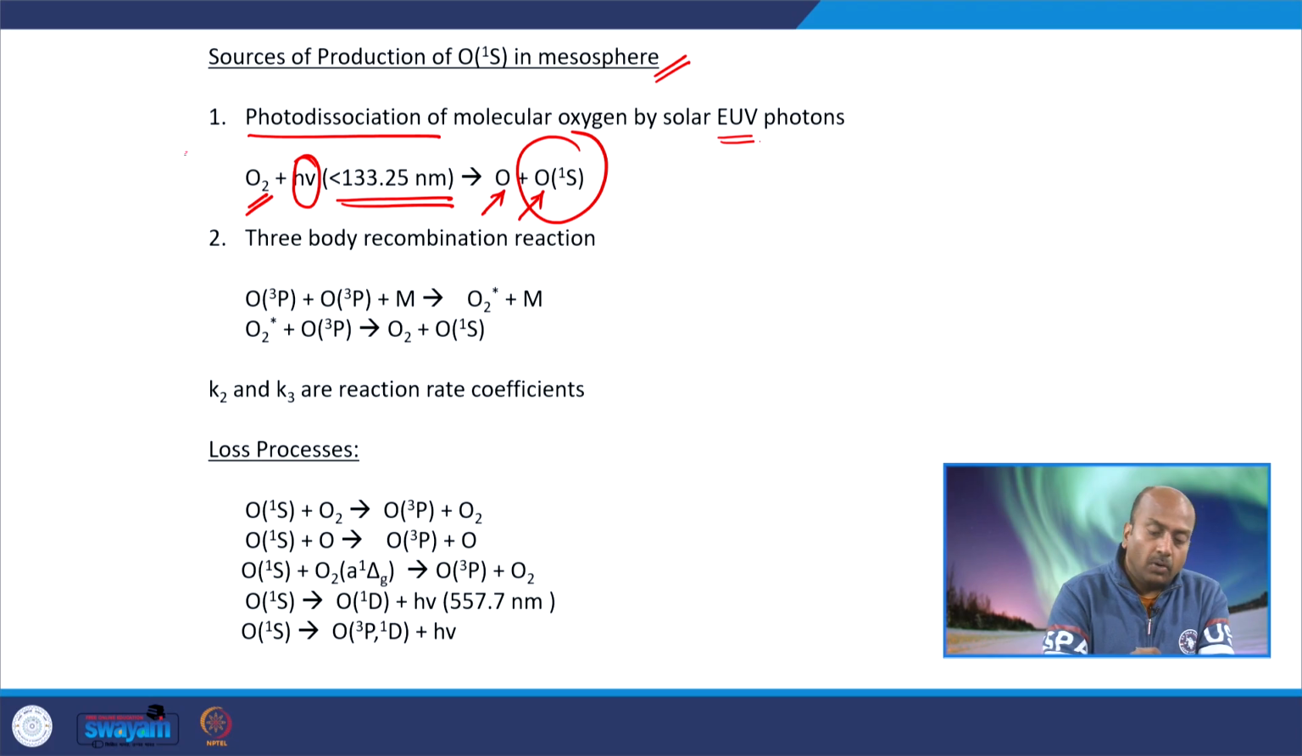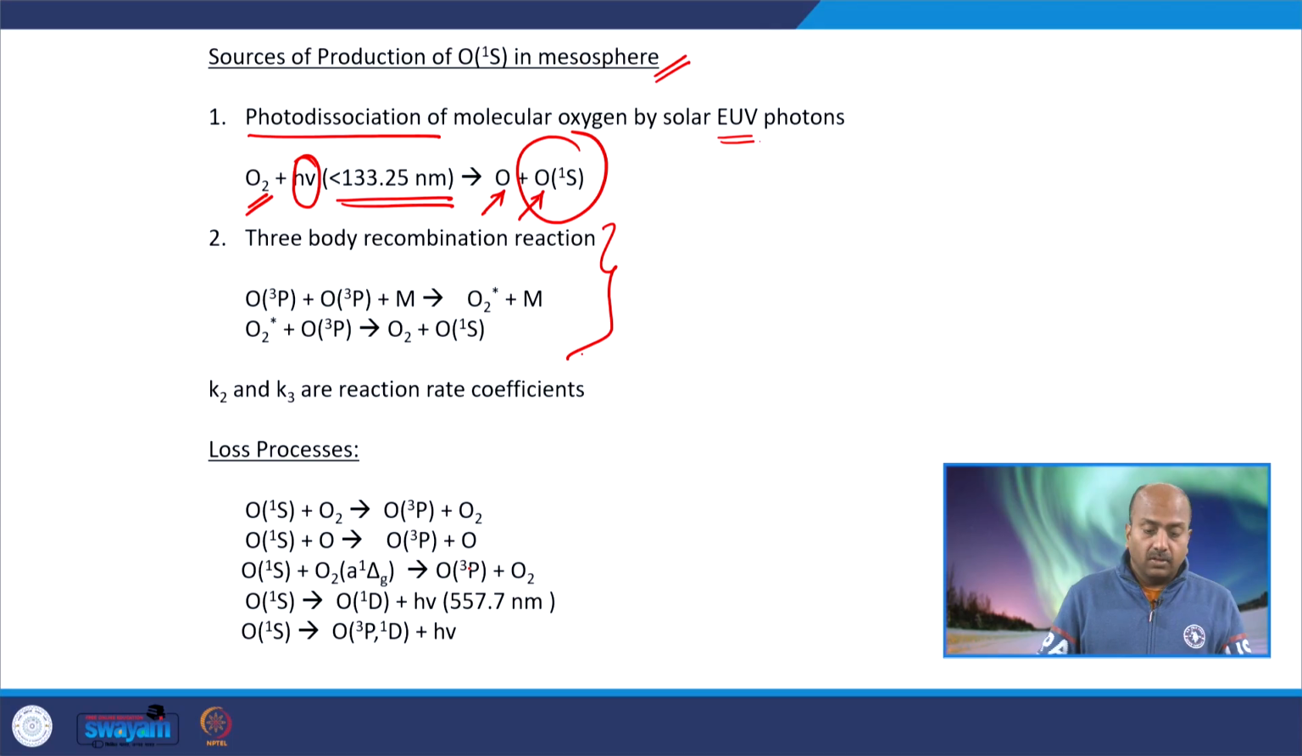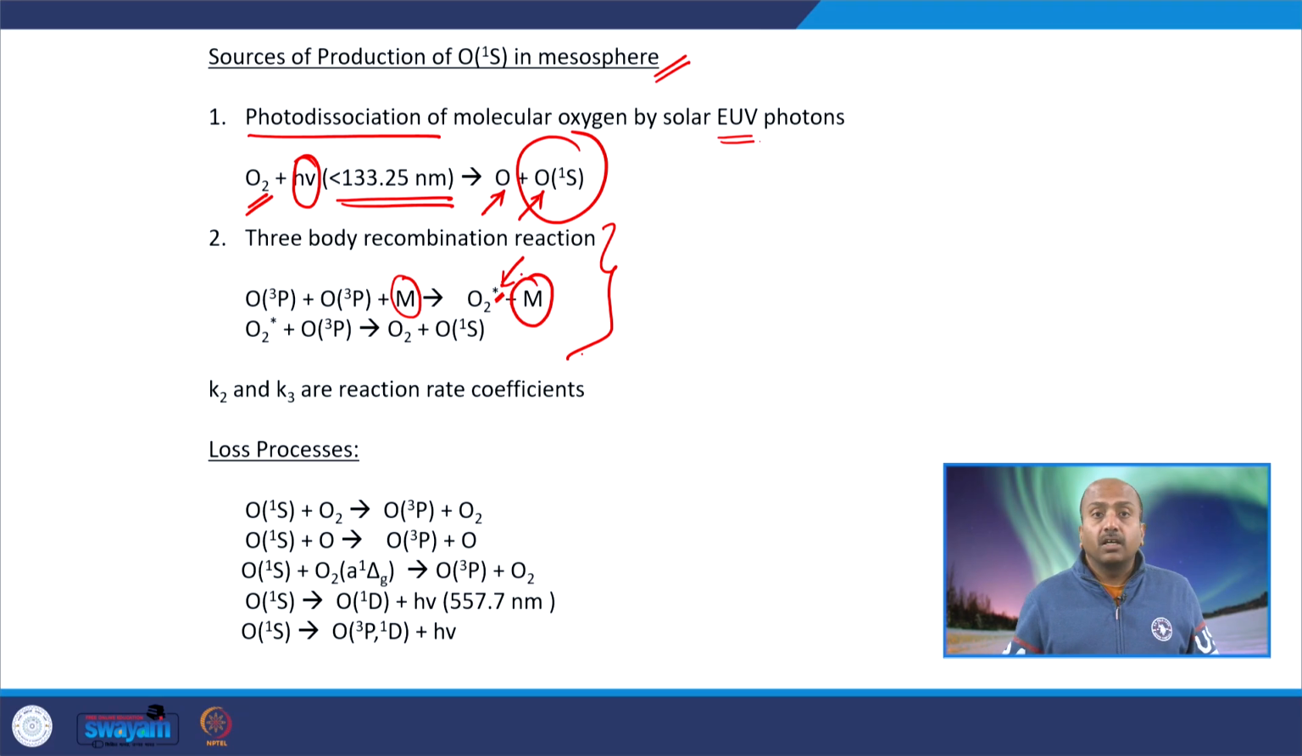The other very important source of production for the oxygen airglow emission in the mesosphere is the three-body recombination reaction, in which triplet P, if you go back to the energy level diagram, this is the state that I am talking about. The triplet P state, in the presence of a third body, which is just a platform for this reaction to happen, that's why we call it a three-body recombination reaction, will recombine to produce molecular oxygen in the excited state. The third body is not participating directly in the chemical reaction.